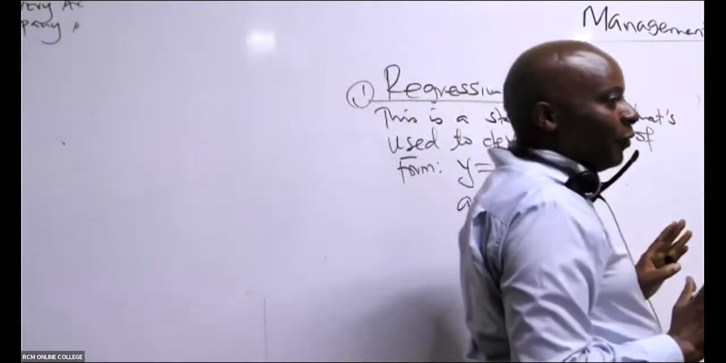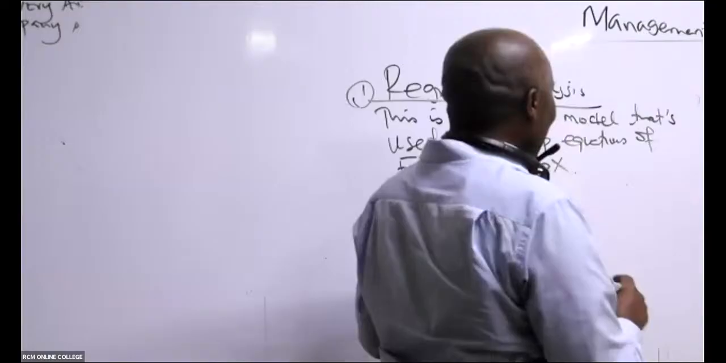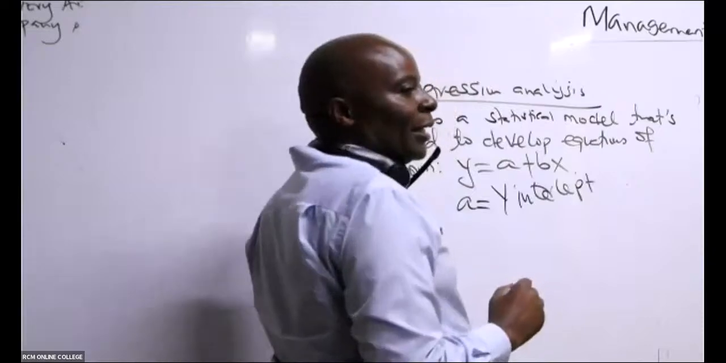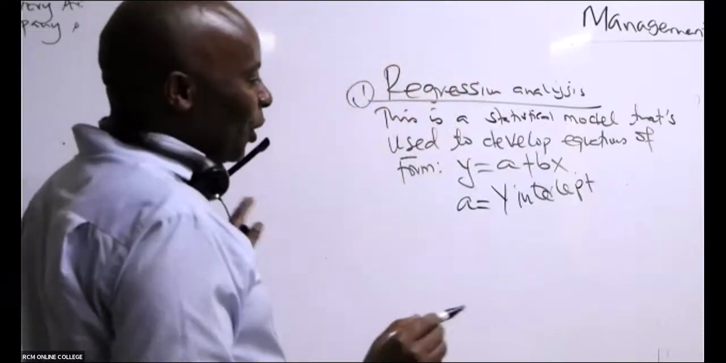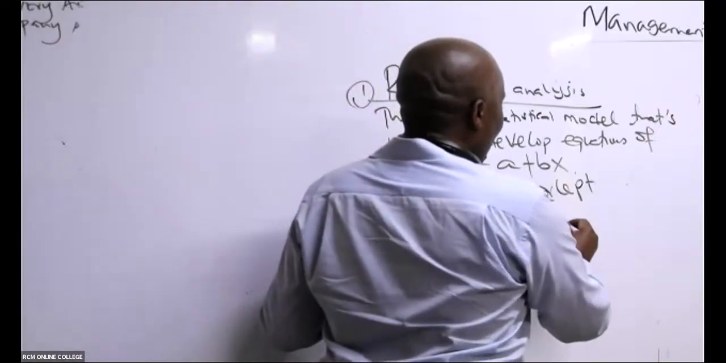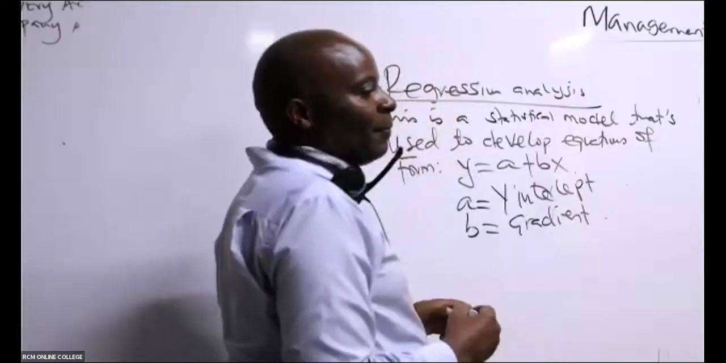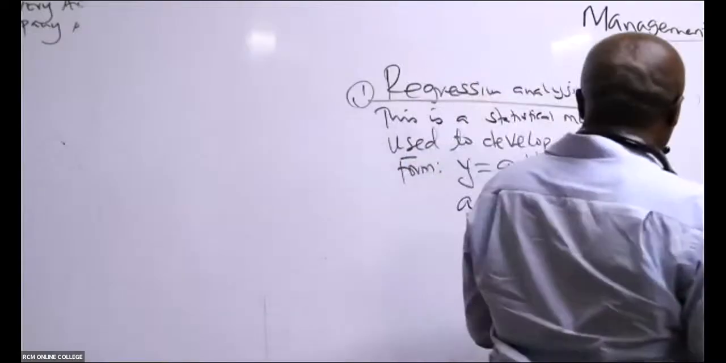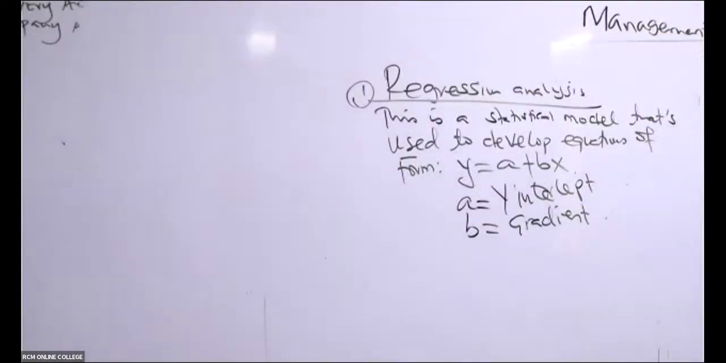What does A stand for? In terms of cost, it will be fixed cost. But in a general straight line, A stands for the y intercept. That's a normal straight line. And B stands for the gradient. So y equals a plus bx, where A equals the y intercept and B equals the gradient.